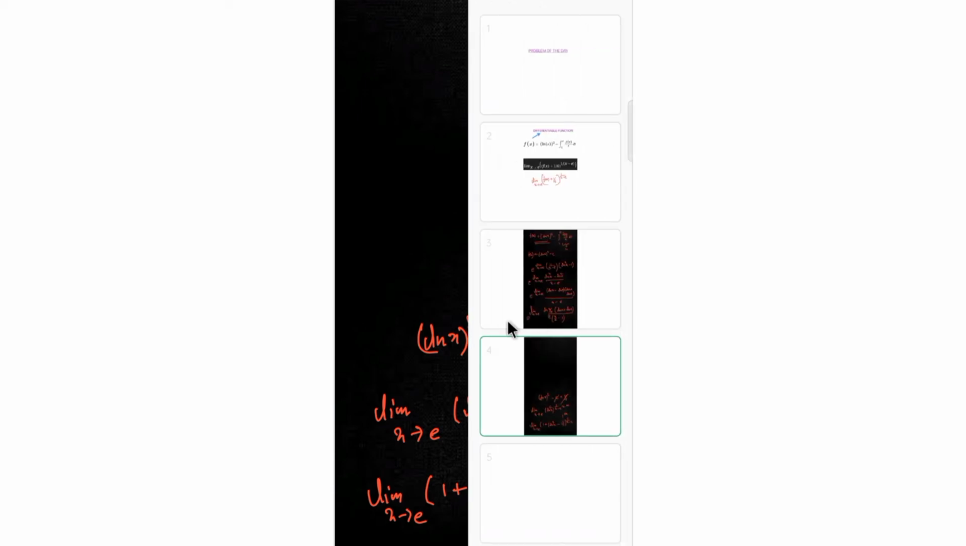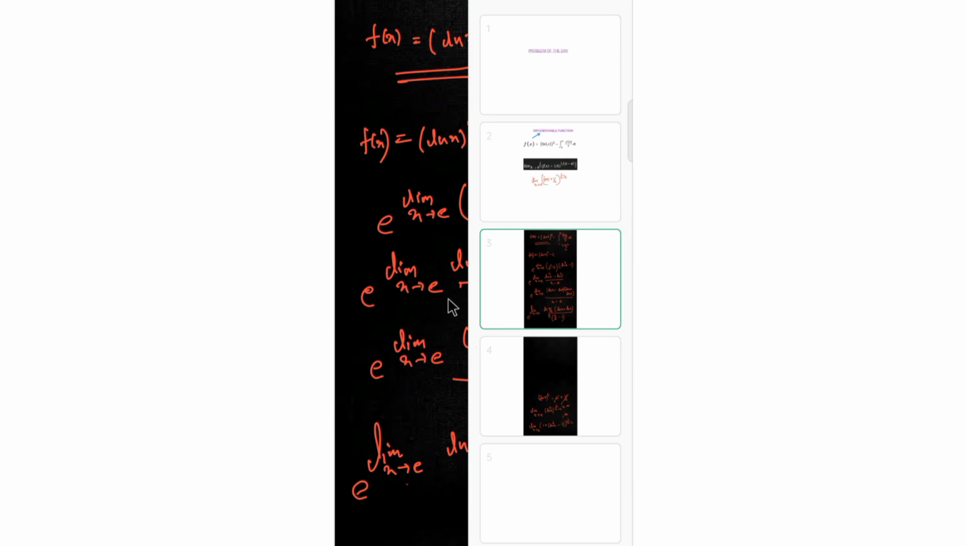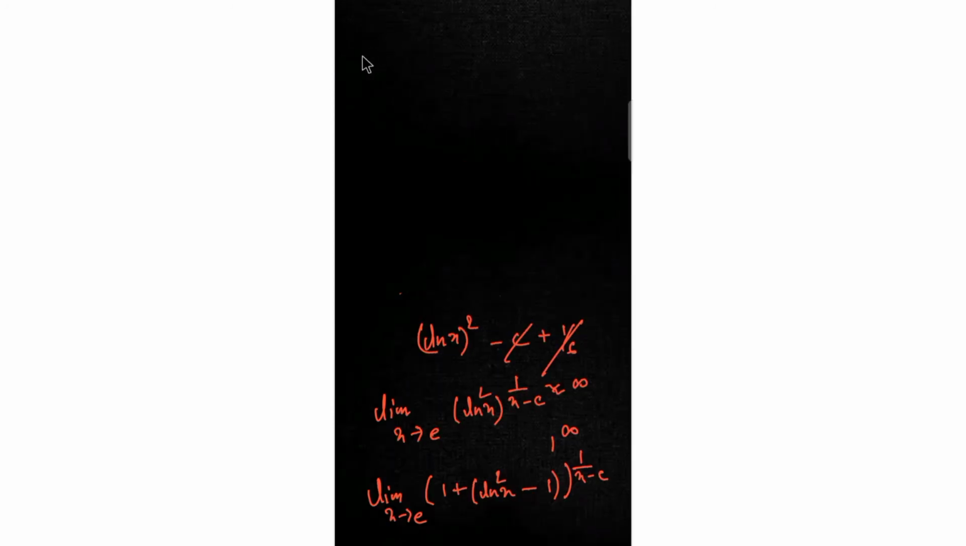So here, where did we stop? We have ln(x/e) into (ln x + ln e) divided by e into (x/e − 1). So I'll write it here: e power limit x tends to e, 1 by e, ln(x/e) into (ln x + ln e). This is the numerator that we have, divided by x/e − 1. So I just shifted the e that we took common in the previous step to the numerator.